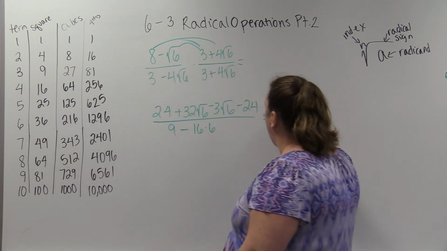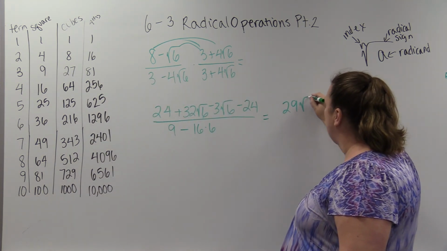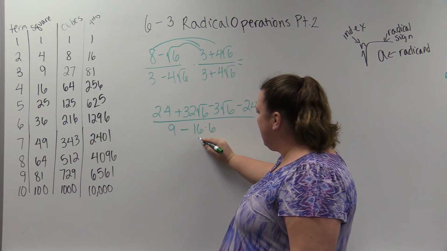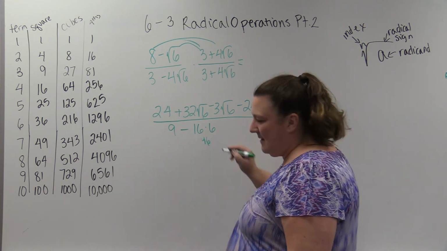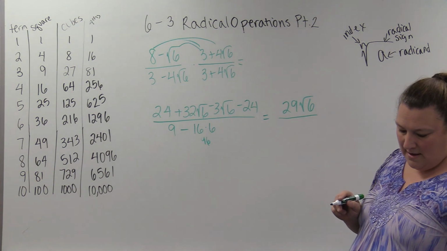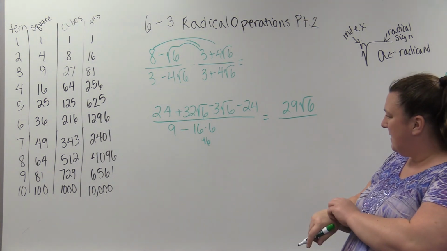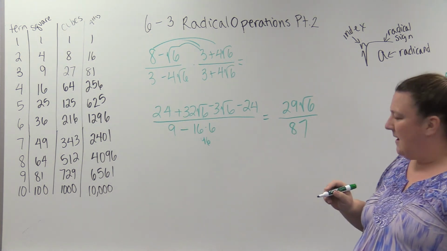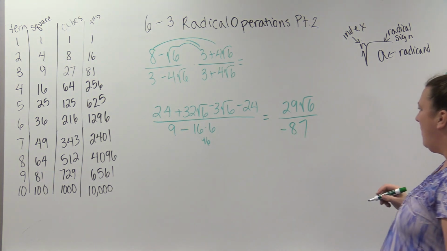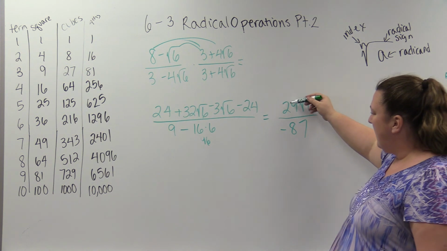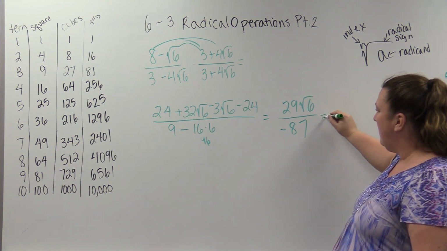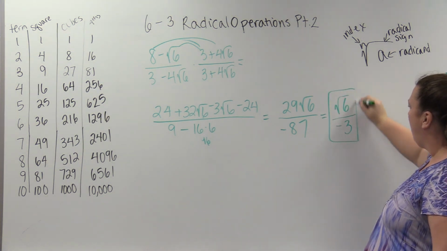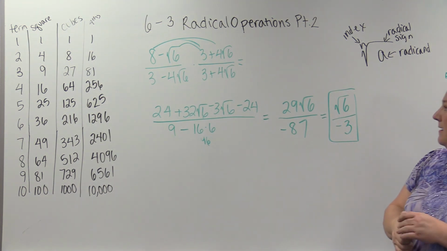So I'm left with 29 square roots of 6 over 9 minus 96 is 87. And this is negative 87? Ooh. And 87 is divisible by 29. So I get the square root of 6 over negative 3. Ooh, and that turns out beautifully. See how lovely that is?